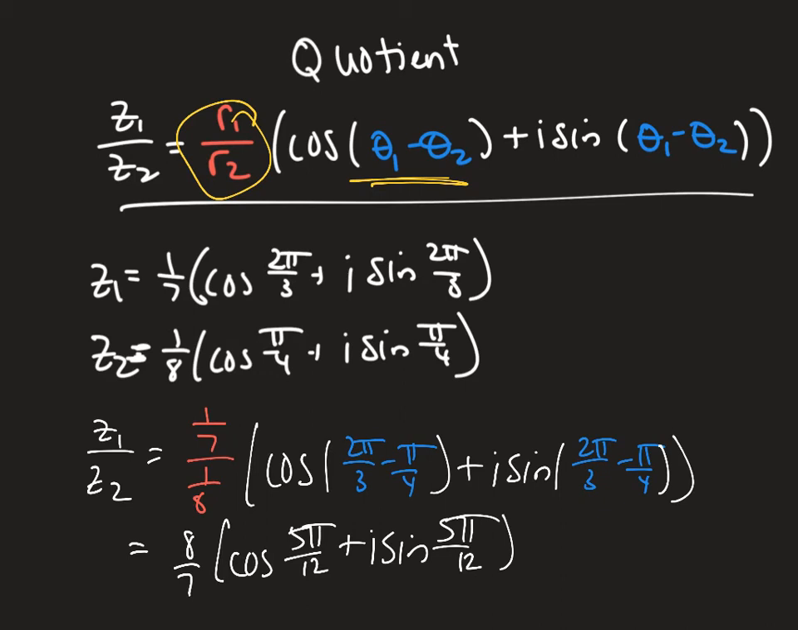If I wanted the rectangular form, because 5 pi over 12 is not on the unit circle, I would just make sure my calculator is in radian mode, and then do 8/7 times the cosine of 5 pi over 12 and get a decimal, and 8/7 times the sine of 5 pi over 12 and get a decimal, and then write it as a plus bi for rectangular.